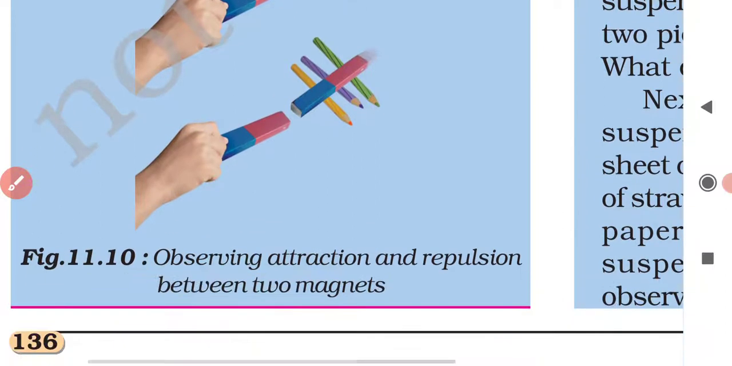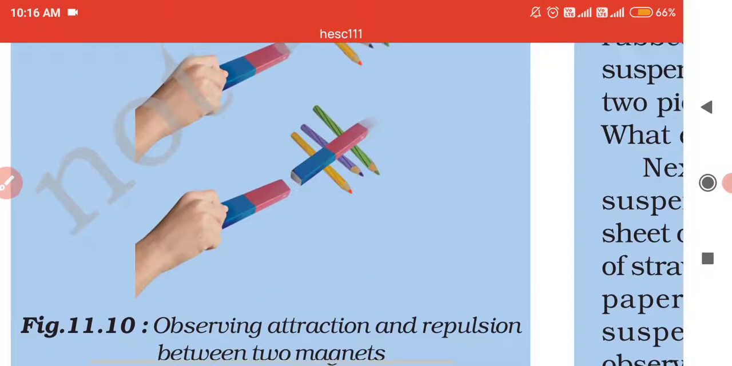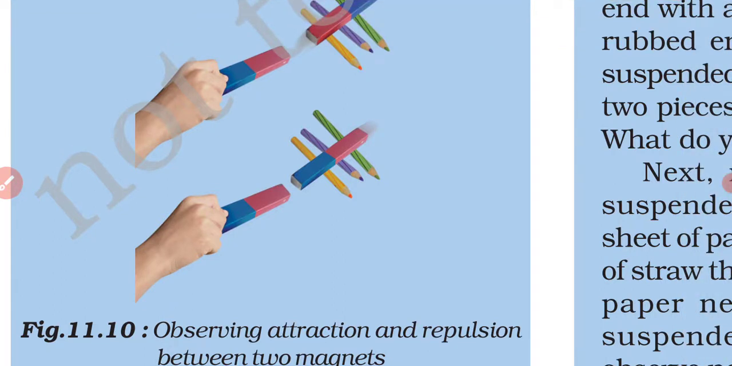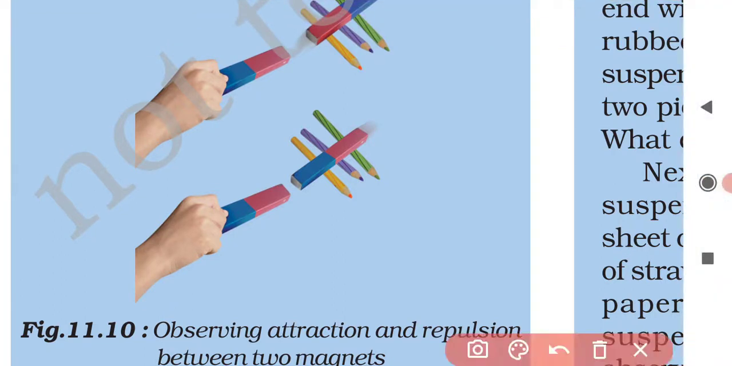Next, in the second figure, or figure 11.10, see what is happening here. Now they have brought the north pole of the magnet to the left hand side. The blue color is the north pole, we have assumed, right? The bar magnet is placed over the pencil, and the north pole is on the left hand side now. That means the blue color is on the left hand side.